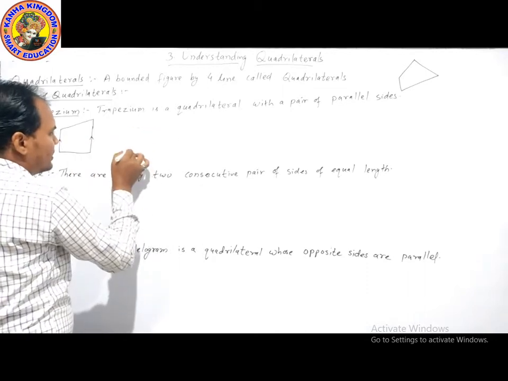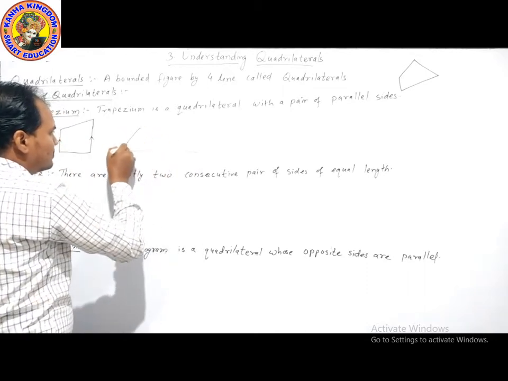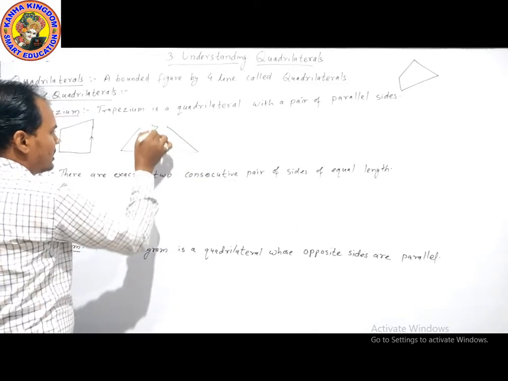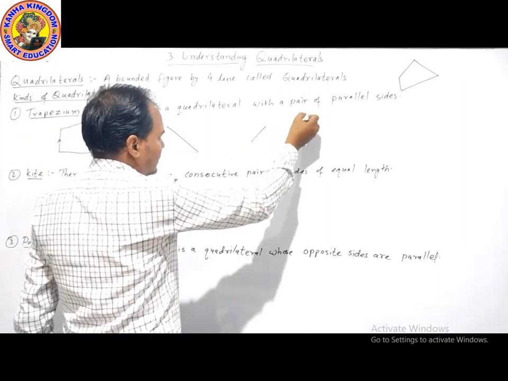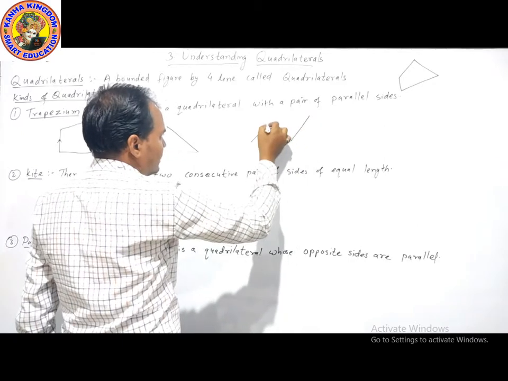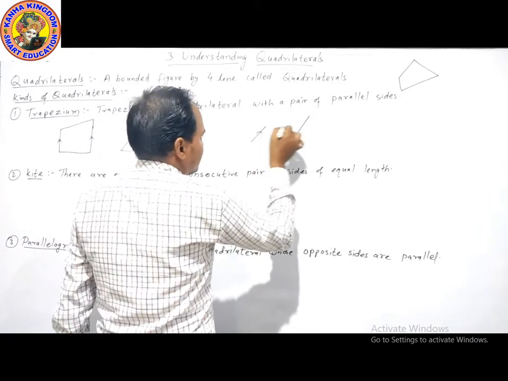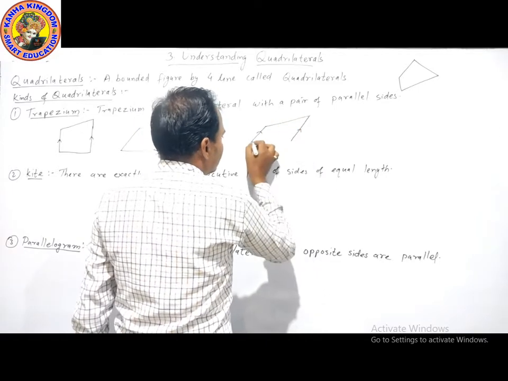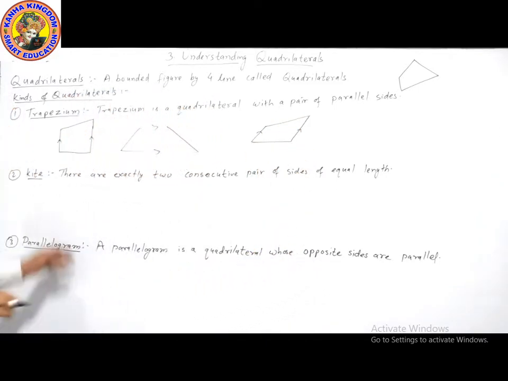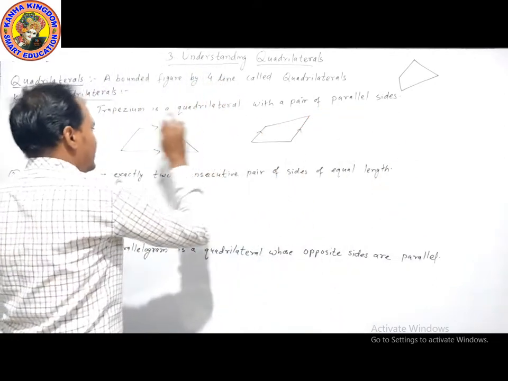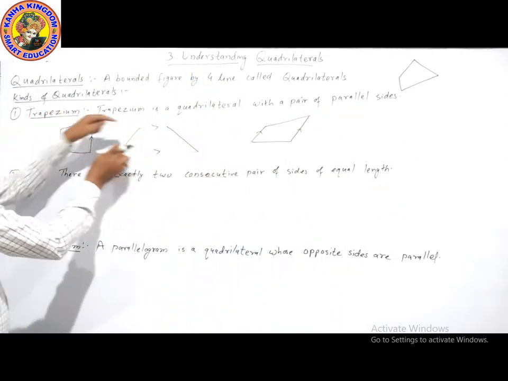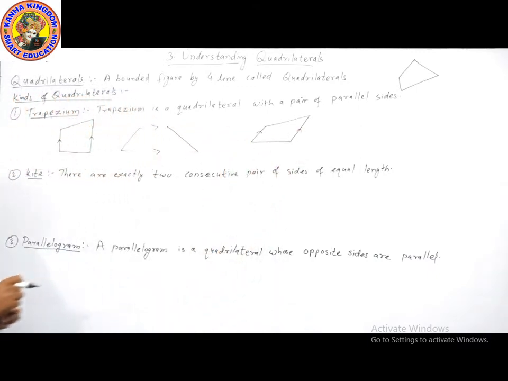I can draw a trapezium by this. This is also a trapezium, and I can draw a trapezium by these. These are trapeziums. What is a trapezium? A trapezium is a quadrilateral with a pair of parallel lines. There are two pairs of lines. One pair is parallel lines, called a trapezium.